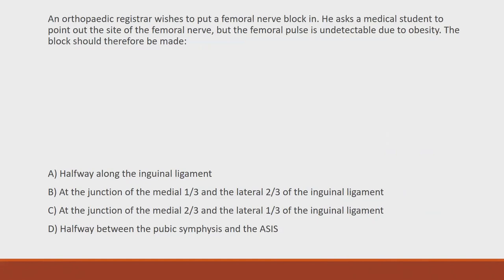Okay, getting a lot of answers here. So the answer is actually A. Yeah. So the difference between halfway along the inguinal ligament and halfway between the pubic symphysis and the ASIS is that the inguinal ligament attaches to your pubic tubercle, yeah, not your pubic symphysis. So it's a bit more lateral.